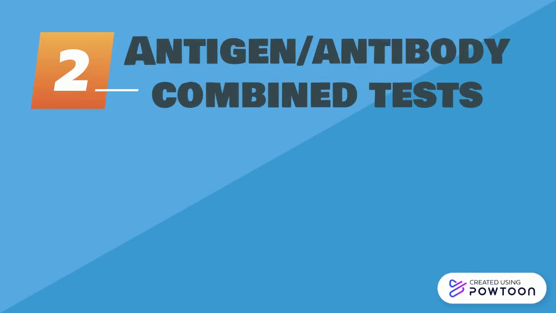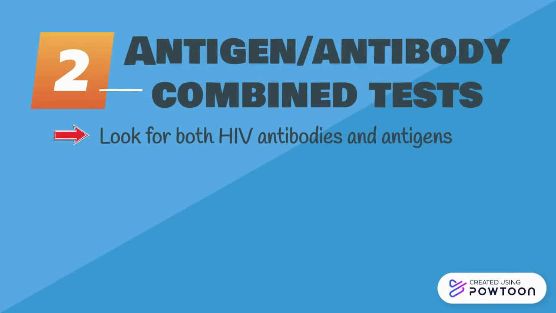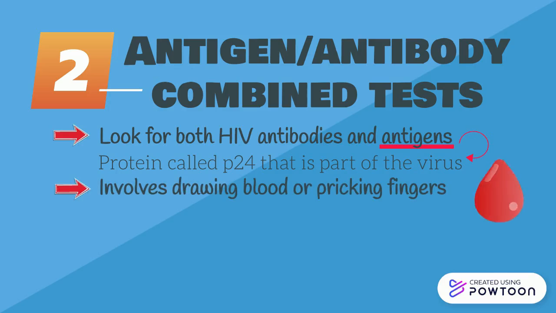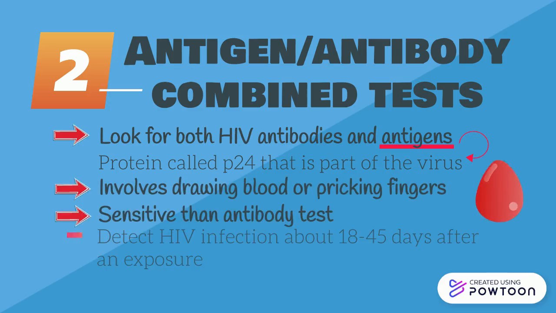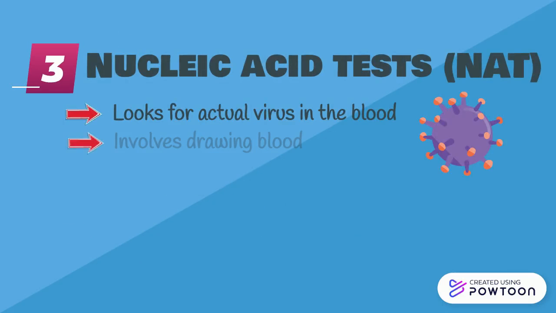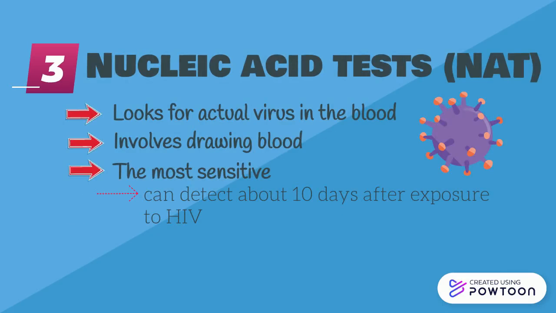Second, antigen or antibody combined test that looks for both HIV antibodies and antigens, a protein called P24 that is part of the virus, involves drawing blood or pricking fingers, more sensitive than an antibody test as it can detect HIV infection about 18 to 45 days after an exposure. Next, nucleic acid test looks for the actual virus in the blood, involves drawing blood, the most sensitive as it can detect about 10 days after exposure to HIV, but very expensive.